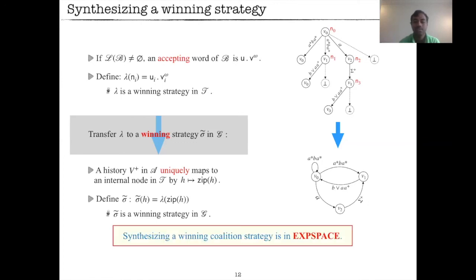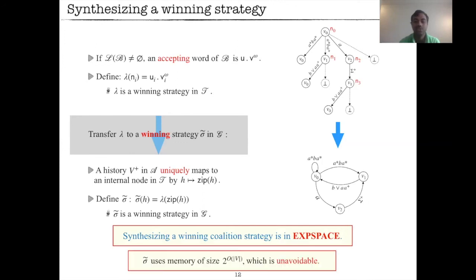Therefore, synthesizing a winning coalition strategy is also in EXPSPACE. Here I would also like to mention that this sigma tilde uses memory of size exponential in the number of vertices. And we can show examples where this bound on the size of memory is unavoidable.